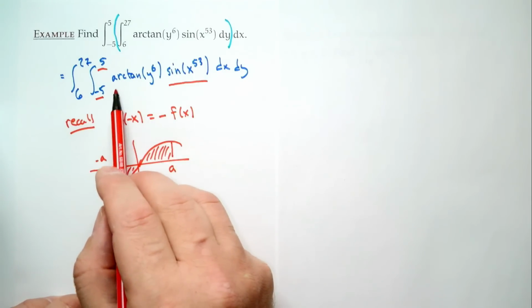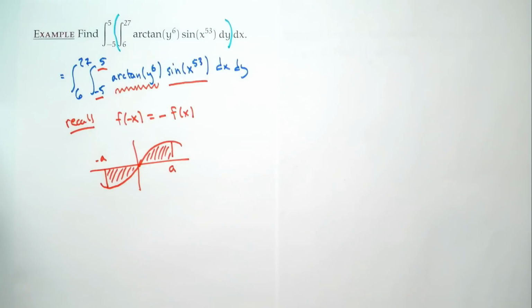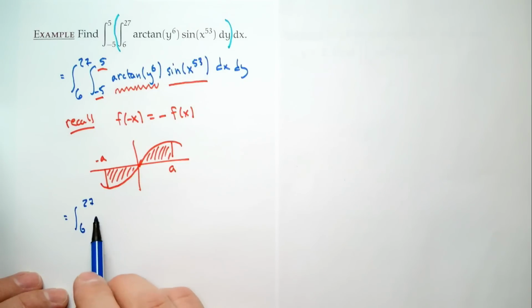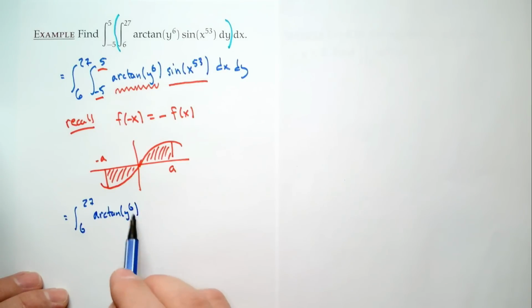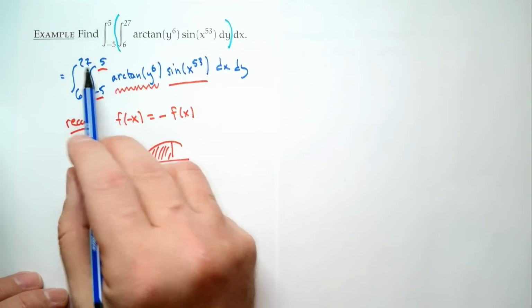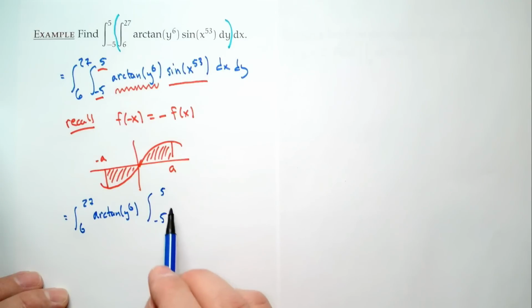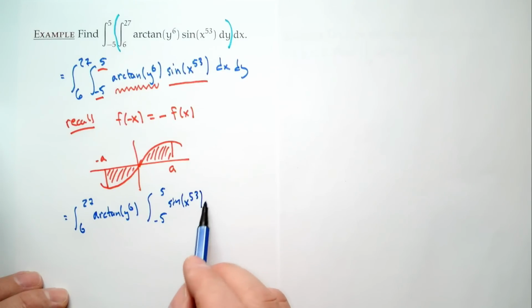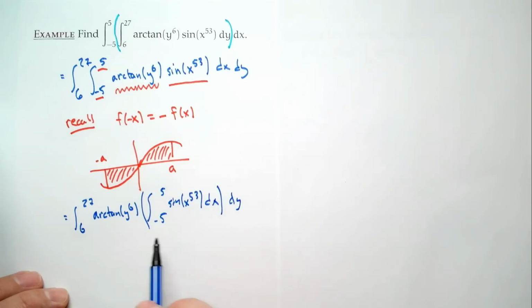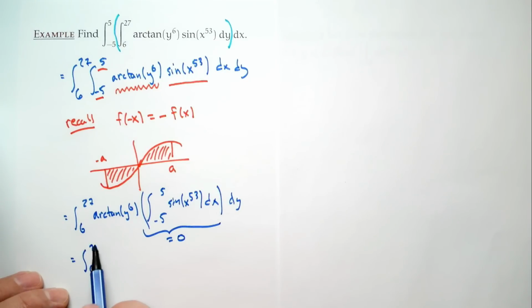Now, you might say, but wait a second, what about this arctangent y to the 6? What happens there? It's acting like a constant. In fact, if you wanted to, you could pull it out of the inner integral because it's a constant: arctangent y to the 6 times the integral from -5 to 5 of sine of x to the 53 dx dy. But now by symmetry, this integral equals 0, which means we integrate from 6 to 27 of 0, and that's one we can do, giving us a final answer of 0.